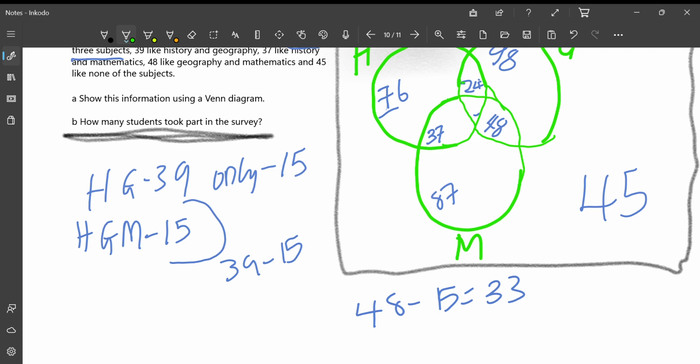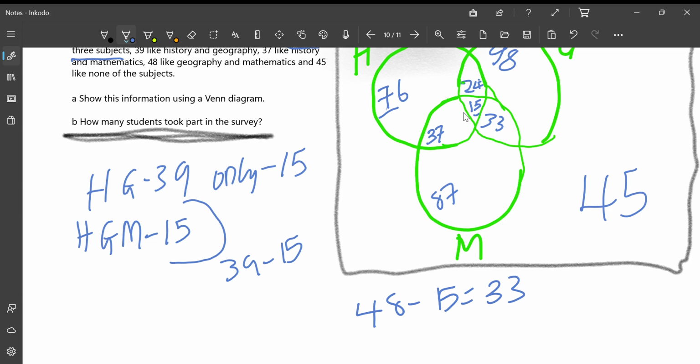All right, so we have this. This is 15 in the middle. Okay, let me change my color. So this is 15 students that like all three subjects. At the middle here is this 48. I'm going to cancel this 48, and it's now 33 students that like only geography and mathematics. 33. So you notice, for you to get these outer circles, you just minus these inner circles first of all.